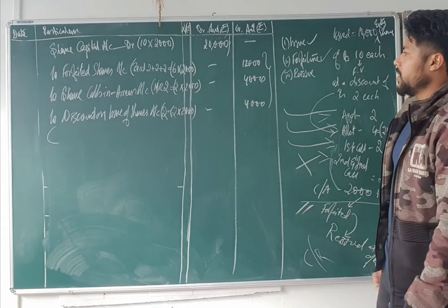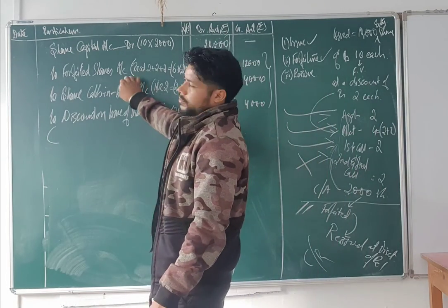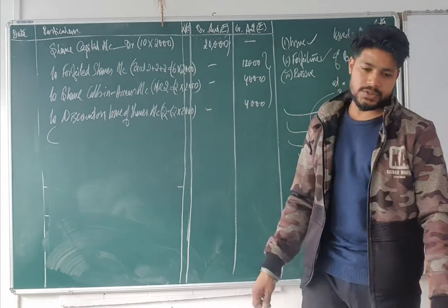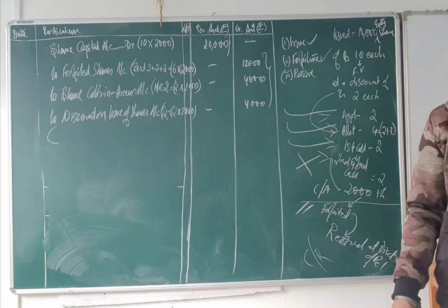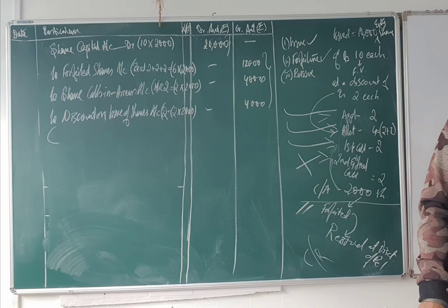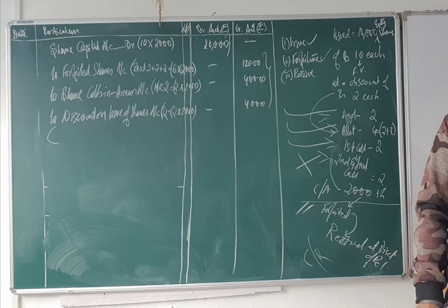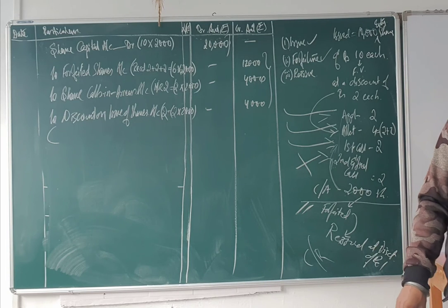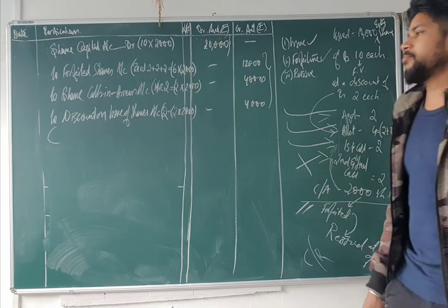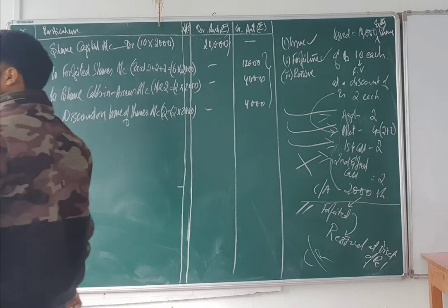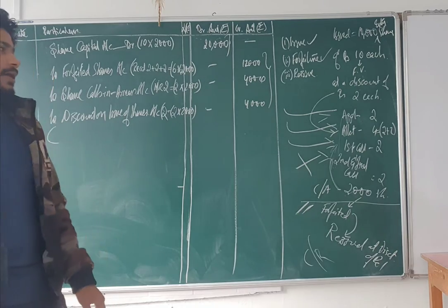So this is a forfeiture entry. Write down the narration: being 2,000 equity shares forfeited due to the non-payment of second and final call of rupees 2 per share. Full stop, close the bracket.